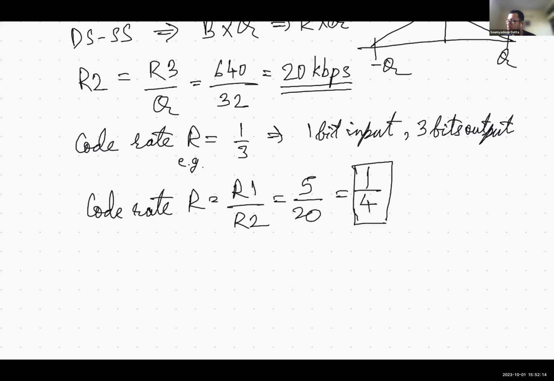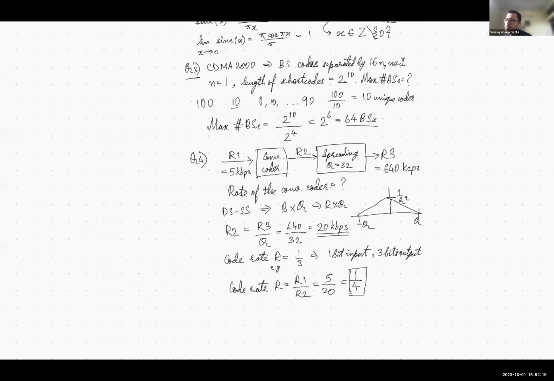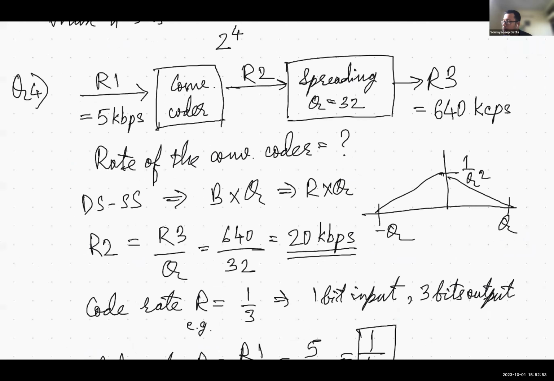So I hope this was clear, right? You have this kind of a question where you are provided a full system. From input, you pass it through a convolution coder, and then there is a spreading sequence, and then you get output. You are provided the output rate and the input rate. You have to figure out the rate of the convolution coder. So you have to calculate this intermediate rate, and then check the ratio of the input rate to the intermediate rate, and that is your code rate. Because for every 1 bit that you send to this coder, you get 4 bits out of it in this question. Right. Okay.